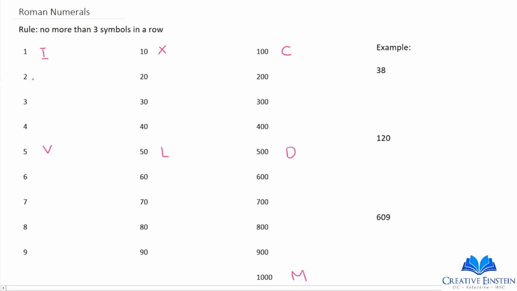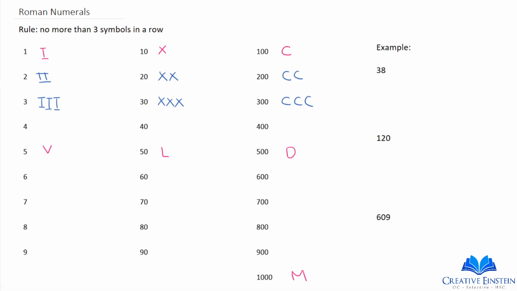Okay, so 2 is 2 ones, so it's II. 20 is 2 tens, so it's XX. 10 plus 10 is 20. And using that same logic, 200 is CC. Now again, we've got 1, 2, 3. 3 is 3 ones, III. So 30 would be 3 tens, XXX. And 300, 3 C's, CCC.